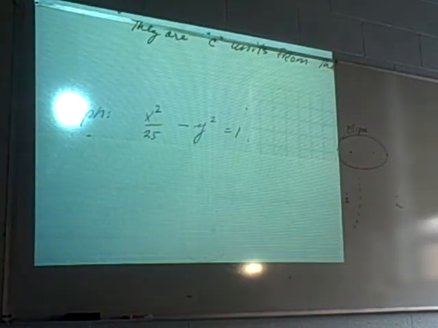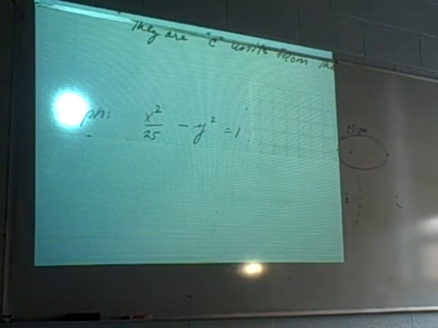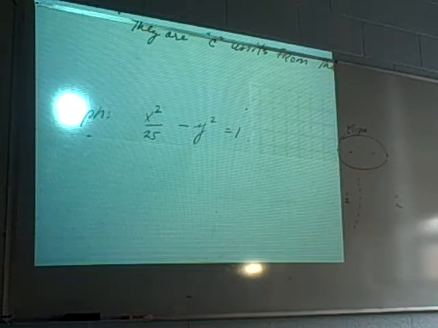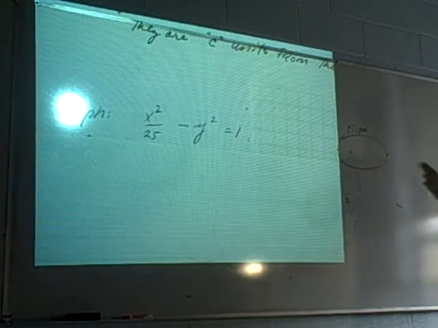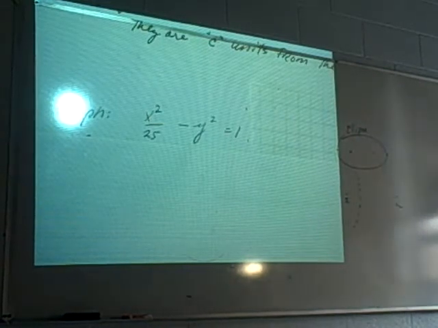Identify which axis the hyperbola is on. Is this based on the x-axis or the y-axis, and how do you know? The x, because it comes first. Okay, because the x comes first. So we know that we're going to be looking at it on the x-axis.